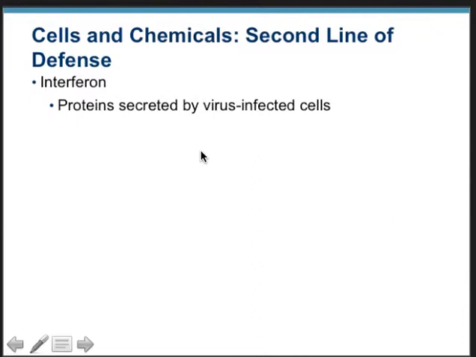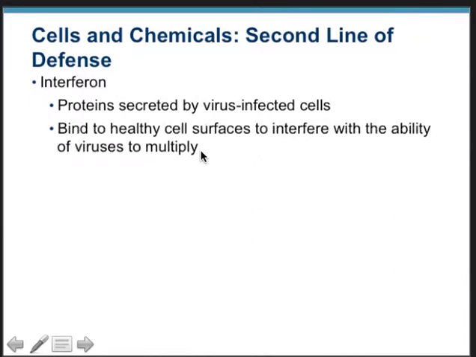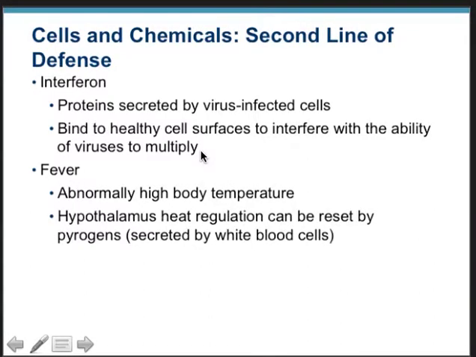Interferon is a series of proteins that are secreted by virus-infected cells that bind to healthy cell surfaces and interfere with the virus's ability to reproduce. And fever is an abnormally high body temperature. The hypothalamus essentially becomes reset by the presence of pyrogens, which are chemicals secreted by leukocytes that cause the hypothalamus to promote now an increase in the body's overall temperature.